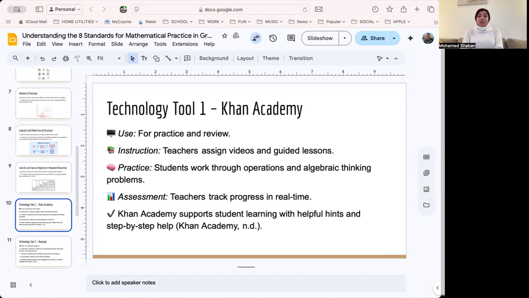Kahoot is a fun competitive quiz tool. It can be used in math lessons to review vocabulary or solve operations problems quickly. During instruction, it keeps students engaged and gives teachers instant feedback on student understanding.